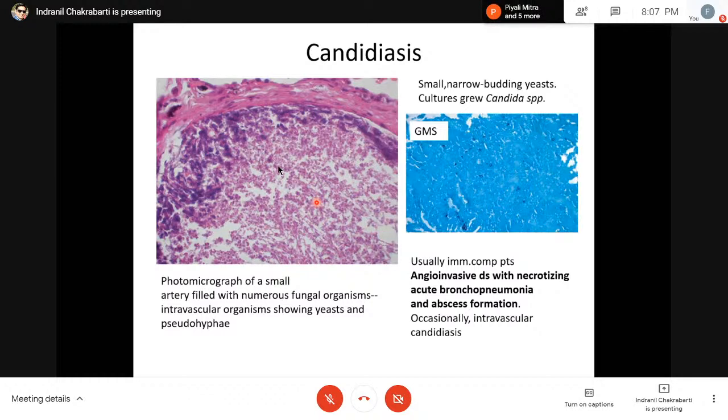So candidiasis usually shows yeasts as well as pseudohyphae. When GMS is done, they can show small narrow buds, and the culture of this patient ultimately grew Candida species. So culture is very diagnostic of candidiasis.